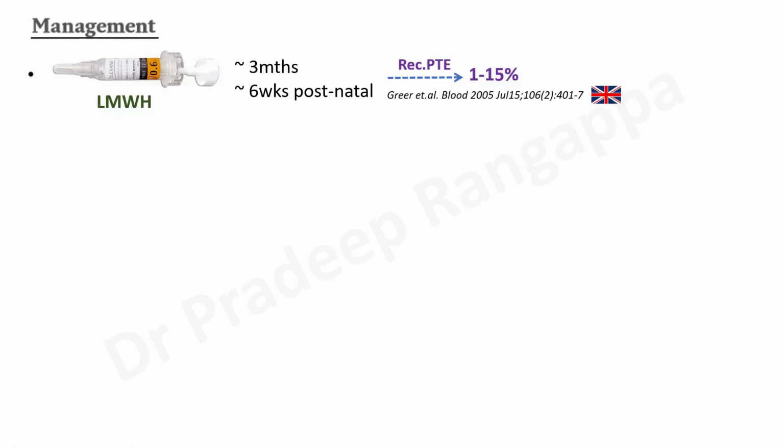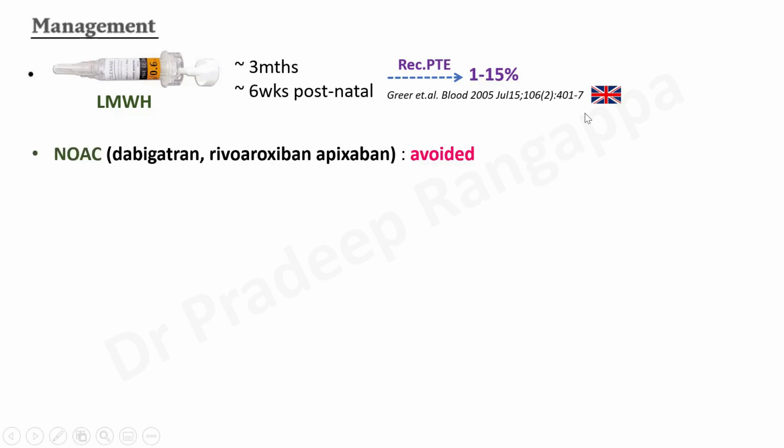And someone who has developed pulmonary thromboembolism, there is a possibility of recurrent pulmonary thromboembolism in 1 to 15%, as reported in this paper from UK investigators. So there is no role for newer oral anticoagulants. If you're contemplating giving these newer anticoagulants, even in the postnatal period, it is not recommended. Dabigatran, rivaroxaban, apixaban, none of them are recommended in pregnancy and they need to be avoided.